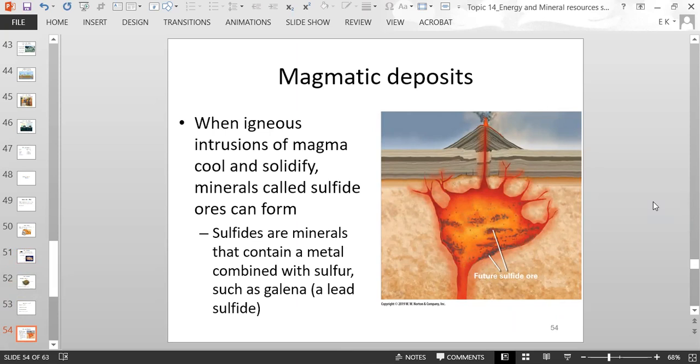So when igneous intrusions of magma cool and solidify, minerals called sulfide ores can form. Sulfides are minerals that contain a metal combined with sulfur, such as galena, which is lead and sulfur. So we call it a lead sulfide.